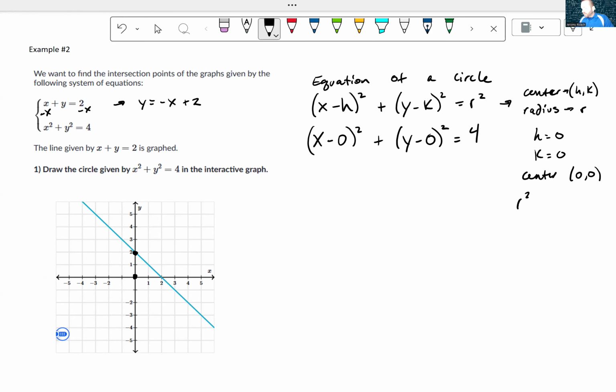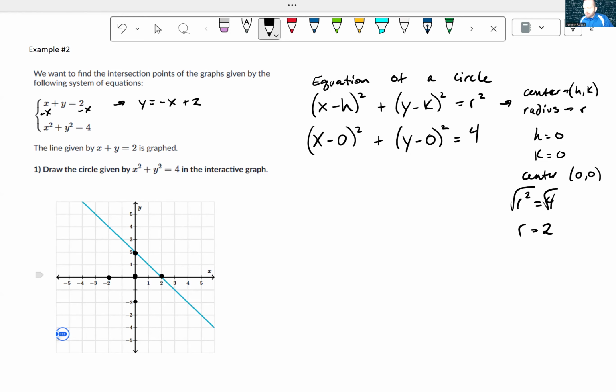So r squared equals 4. We take the square root of that, we get r equals 2. So now we know the radius of our circle is 2. We can go out 2 units from the center. This dot's already plotted, and we can just go out 2 units from the center.